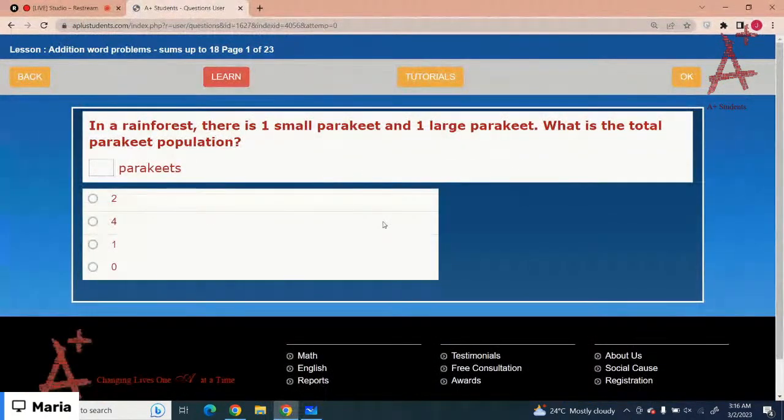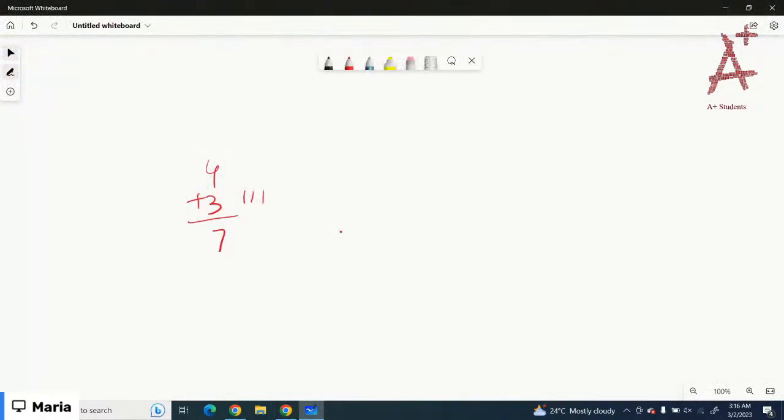Okay, the first one is: in a rainforest, there is one small parakeet and one large parakeet. What is the total parakeet population? You have to calculate the total parakeets. So to calculate the total parakeets, you need to add the small one and the large one. Got it? So you have to do 1 plus 1. 1 plus 1 equals 2. That means when you add the small parakeets and large parakeets, it makes 2. Got it?